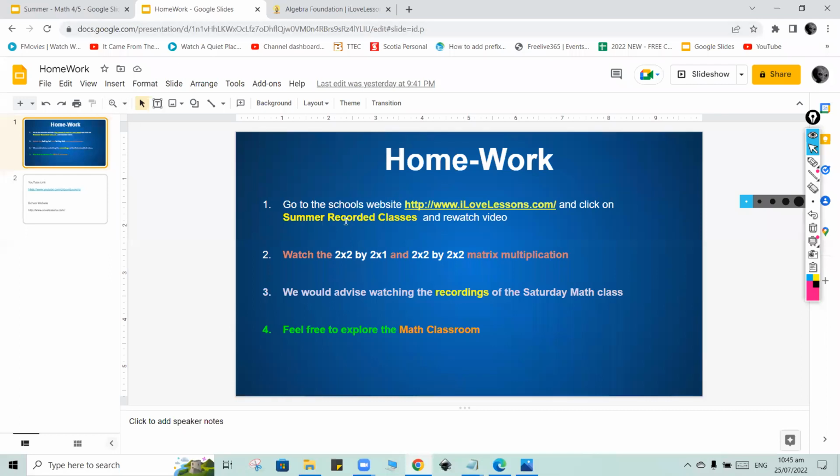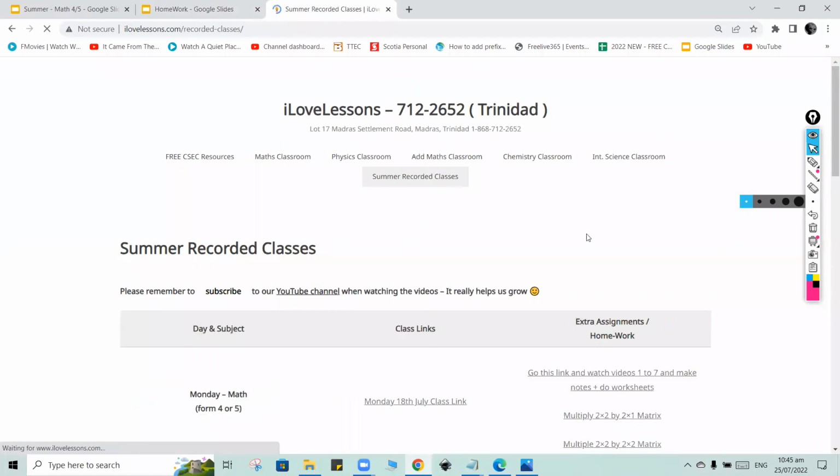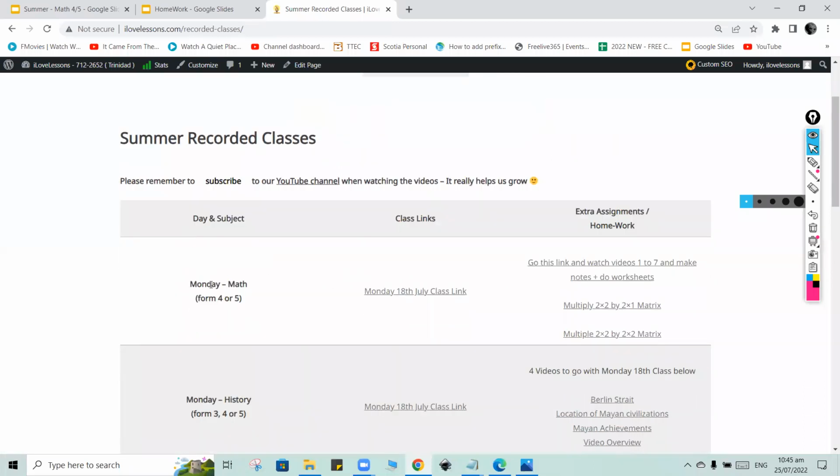Next week, there are a lot of harder matrices to multiply out. When you go to the summer recorded classes, you see how it has the Monday math, it has the homework you need to do, extra assignments. It has 2 matrices videos I need you to watch. And they're very weird. It's very cinematic. It has some animations in it.